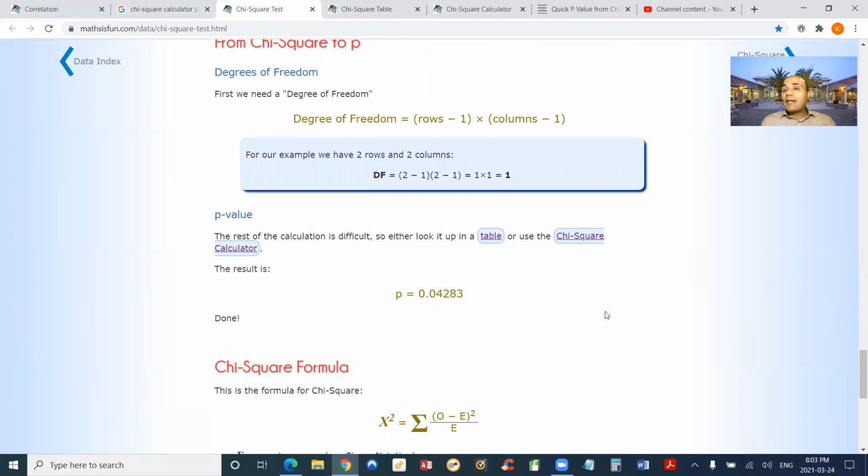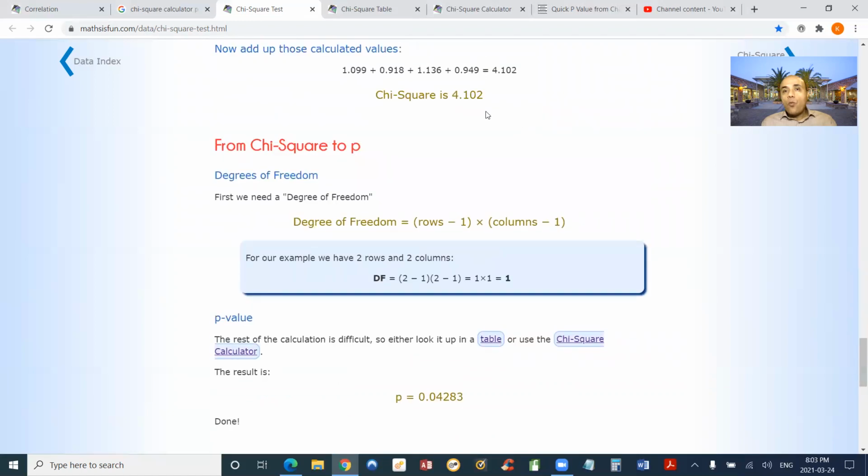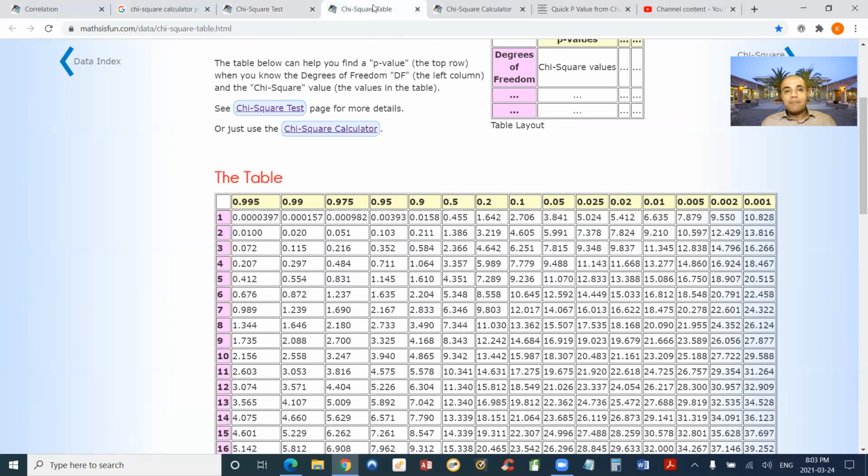Now, how do I calculate the P, the significant value that I need, the threshold that I need? I have a number of ways to do it. You can either go into the table or you can do a chi-square calculator. In terms of table, let's take a look at the table. You've got 4.102 with a degree of freedom of 1. How do you read it?